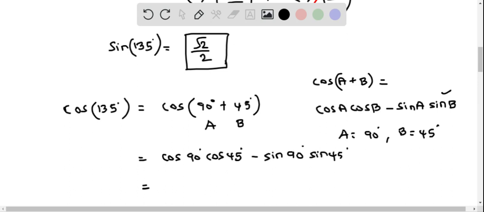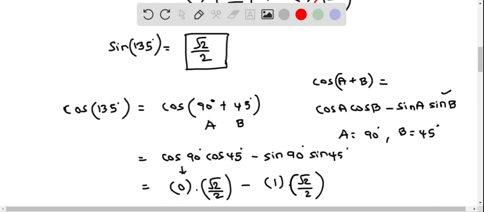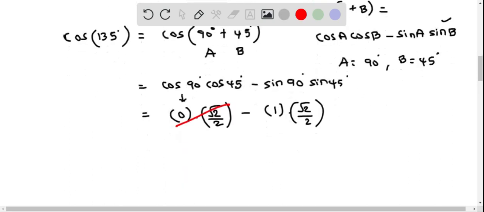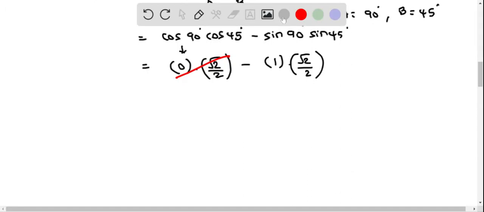And this equals the value of cosine 90, which is 0, times cosine 45, which is root 2 by 2, minus sine 90, which is 1, multiplied with sine 45, which is root 2 by 2. So again, this term is going to become 0 because we have a product with the 0, and we are left only with this term. And so this equals negative of 1 times root 2 by 2, which is negative root 2 divided by 2. And this is the value of cosine of 135 degrees.